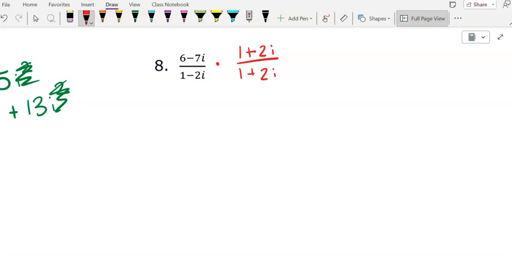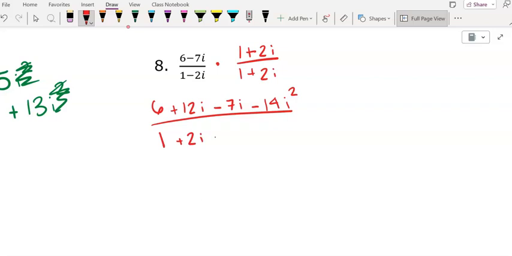So now if I do my numerator, I'm going to do 6 times 1, so that gets me 6. 6 times 2i, that's going to get me positive 12i. Negative 7i times 1, so that gets me negative 7i. And negative 7i times 2i, so that gets me negative 14i squared. In my denominator, I'm going to do 1 times 1, so that gets me 1. 1 times 2i, so that gets me 2i. Negative 2i times 1, so that gets me negative 2i. And negative 2i times 2i, so I have negative 4i squared.